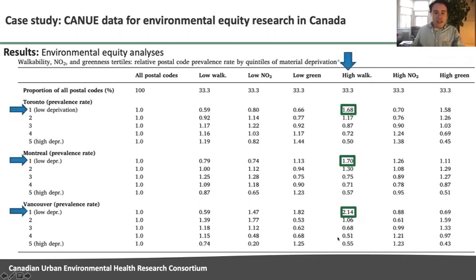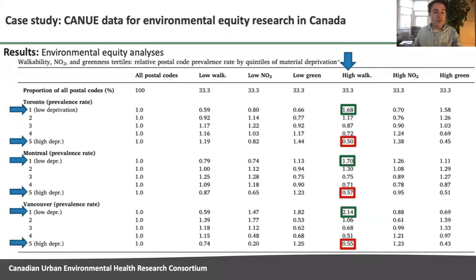If we look at low material deprivation or more well-off areas, these are the first rows underneath each city label. We see that the least deprived postal codes in Toronto, Montreal, and Vancouver had a 68%, 70%, and 114% higher prevalence of highly walkable postal codes compared to citywide prevalence of high walkability. This is highlighted in green on this slide.